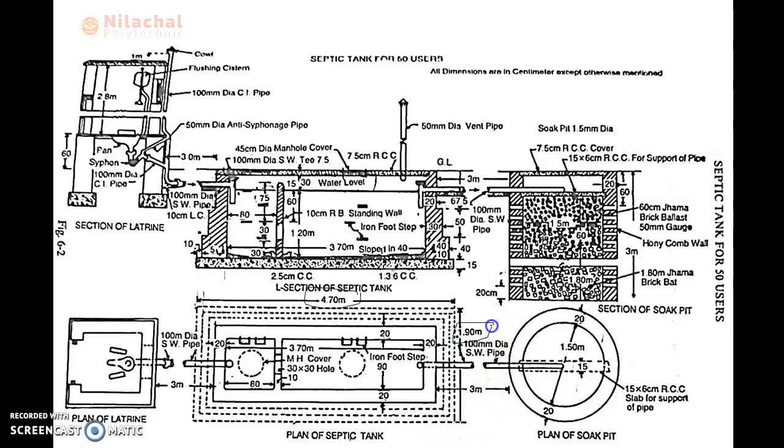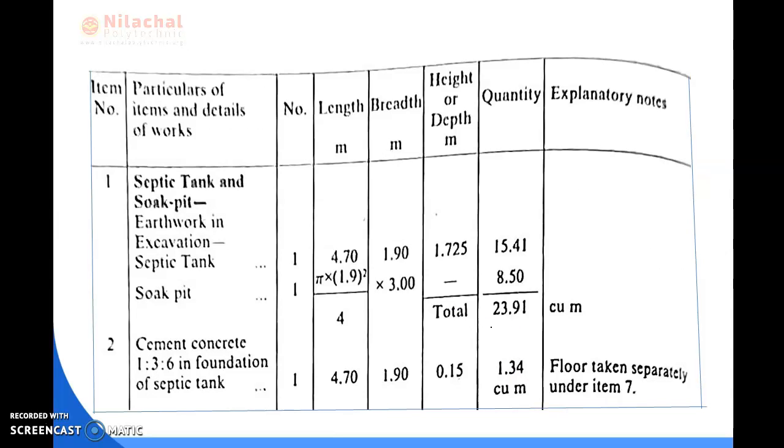1.90. Okay, so we go through the calculation part. So length of the septic tank is 4.70 and breadth of the septic tank is also 1.90. And what is the height of the septic tank?